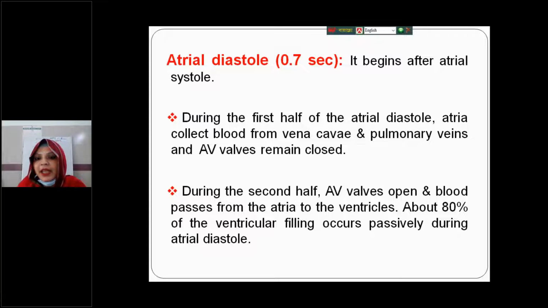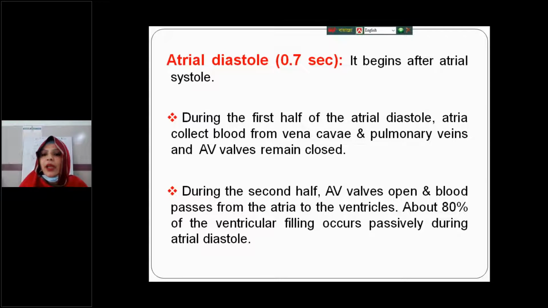During that time, the atria get their blood supply, that is, the atria fill up with blood from the vena cava and pulmonary veins. Now, during the second half, the AV valve opens and blood passes from the atria to the ventricle, and about 80% of the ventricular filling occurs passively during atrial diastole. This is a very, very important thing here.